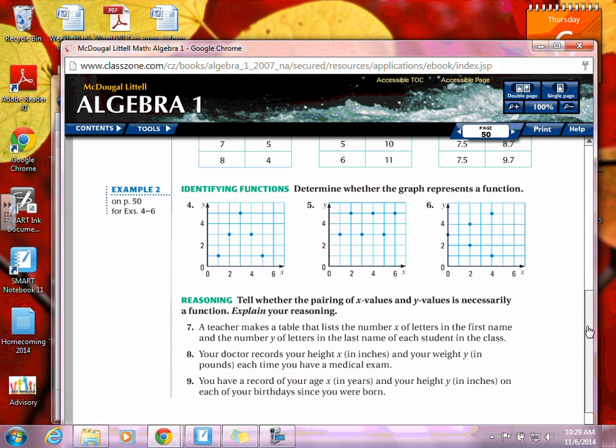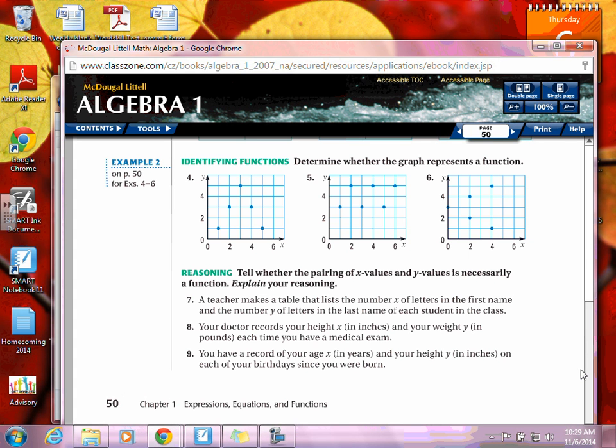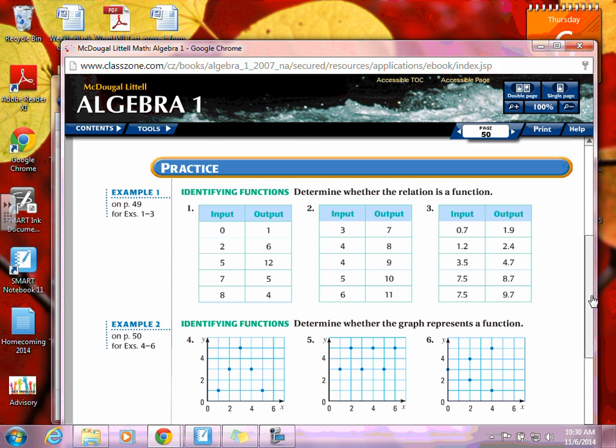When we do 1, 2, 3, we don't have a graph. You don't do graph paper. You're just going to say whether the inputs repeat or not. And that's a great question. So when I do 1, 2, or 3, don't tell me whether it passes the vertical line test or not, because I didn't give you a graph to tell me that. Does that make sense?